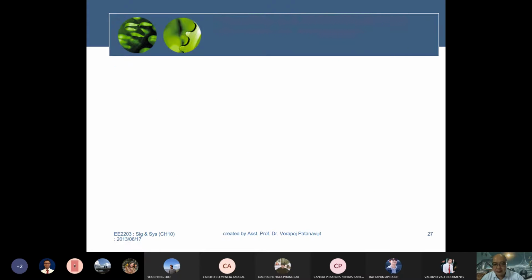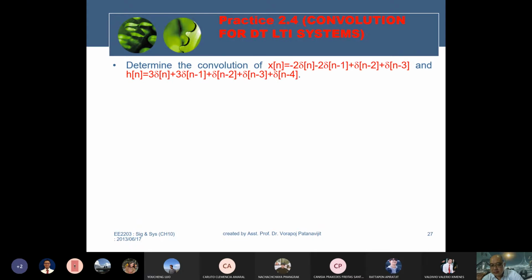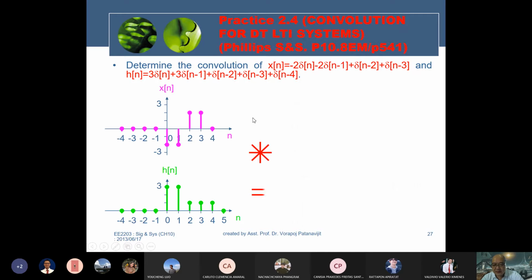The next one determines the convolution of xn here and hn, the same as before. Here xn has 4 non-zero elements and hn has 5 non-zero elements. Therefore we fix h again.